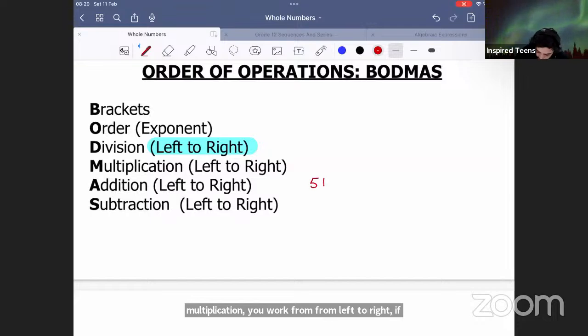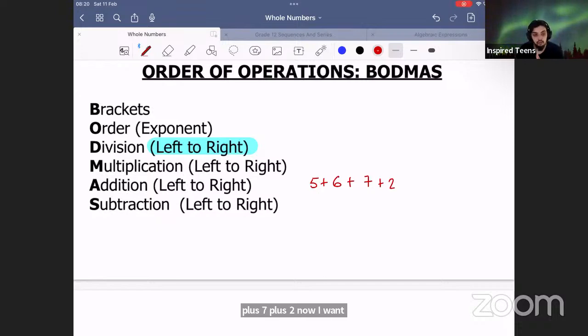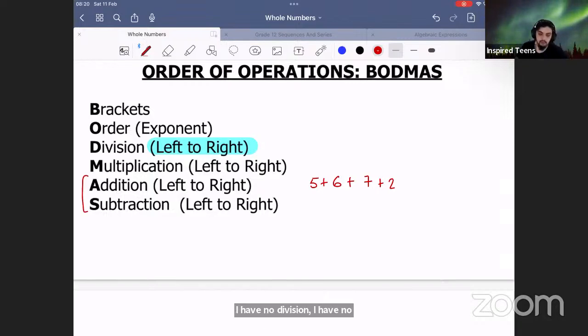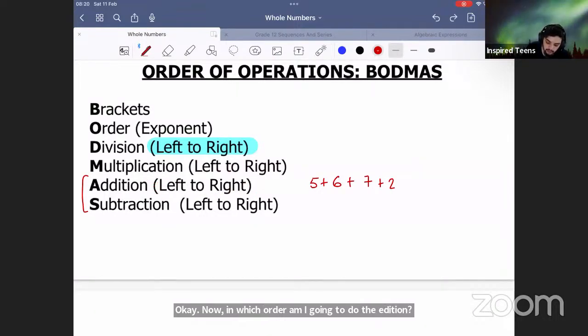If I have 5 plus 6 plus 7 plus 2. Now I want to follow BODMAS. I have no brackets. I have no exponents. I have no division. I have no multiplication. I go straight to addition, okay? Now, in which order am I going to do this addition? Okay, you just simply go from left to right. When you only have addition, you go from left to right. When you only have subtraction, you go from left to right. And so is the same for multiplication and division.